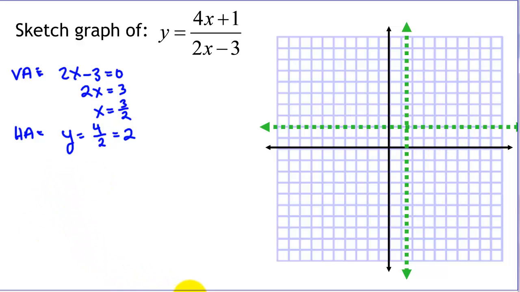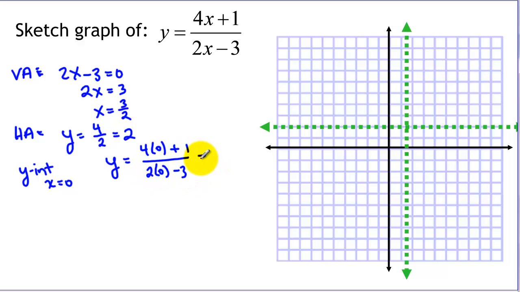So we want to find our x and y intercepts. To find the y-intercept, we're going to set x equal to 0. So I've got y equals 4 times 0 plus 1 over 2 times 0 minus 3, or we get negative 1/3. So the point (0, -1/3) is going to be our y-intercept. The y-intercept here is at about negative 1/3 here. So now we know our branch is in this quadrant and up here.